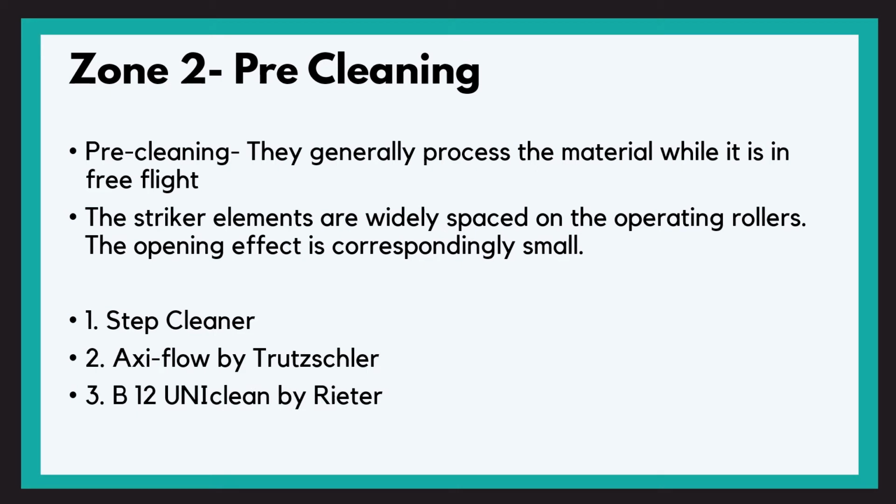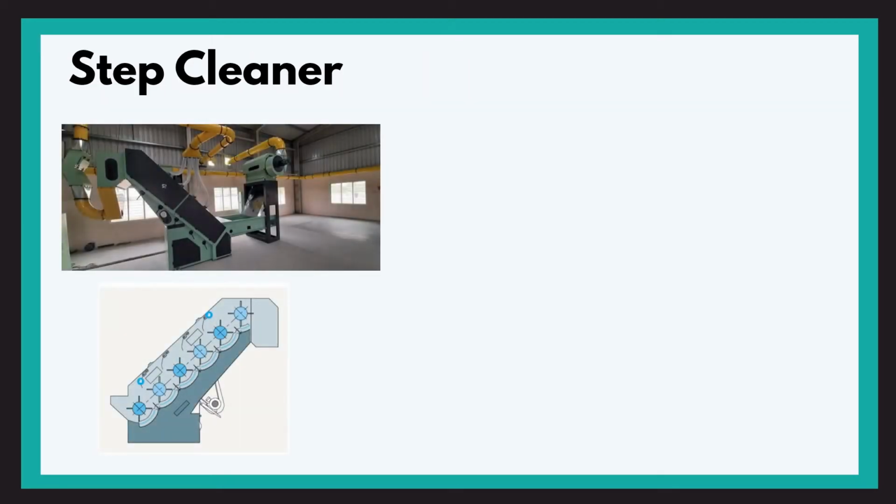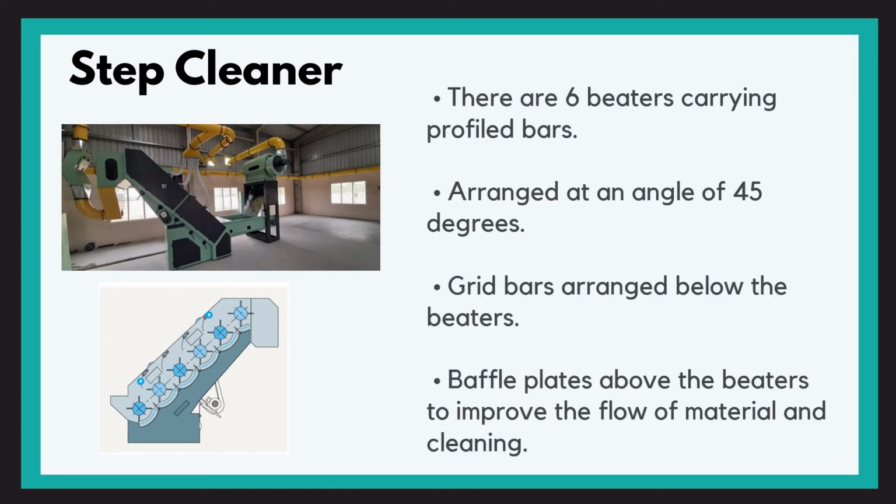Step Cleaner. So this is how it looks like. There are 6 beaters carrying profiled bars. Now these beaters are the ones in the blue color, arranged at an angle of 45 degrees, right? Grid bars arranged below the beaters. Now grid bars is what we have learned in the blow room part 2. So if you haven't learned it, go and watch the video and you will get a clear idea. Then we have the baffle plates above the beaters to improve the flow of the material and the cleaning, right? So the cotton or the fibers that will be flowing will have an improved flow of material.